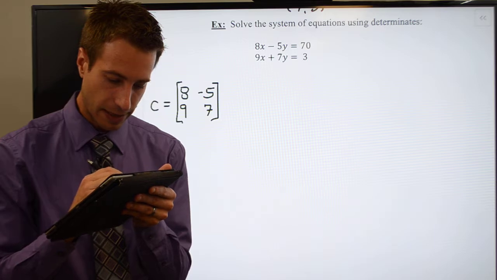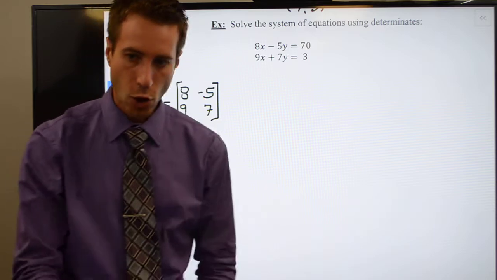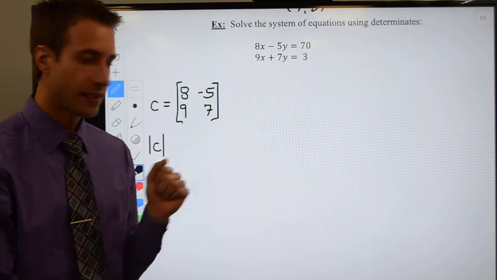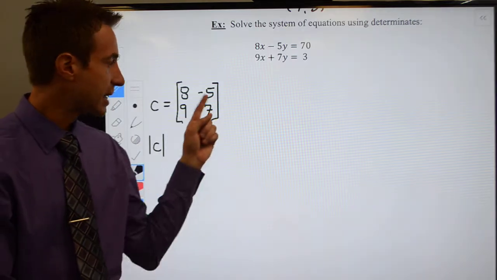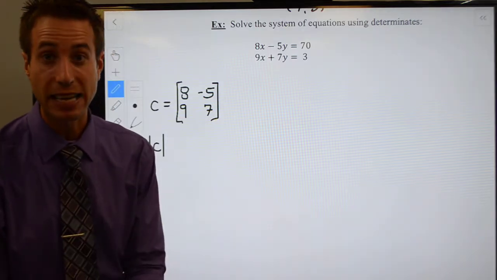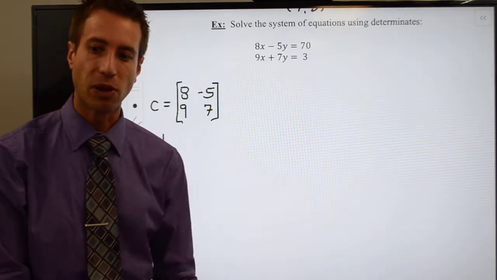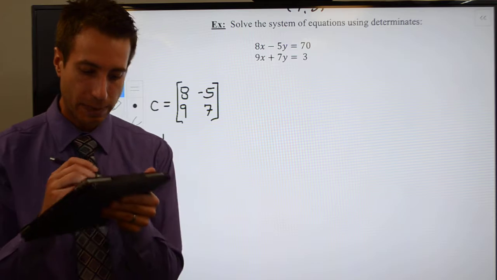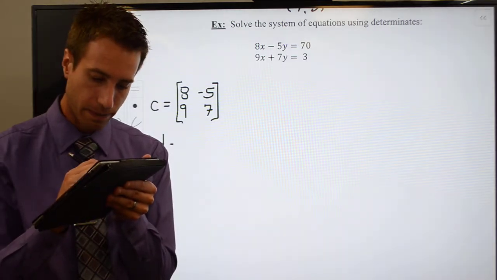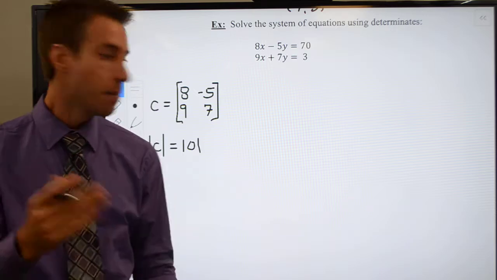Calculate the determinant. Well, let's see here. 8 times 7 is going to be 56. 9 times a -5 would be a -45. Careful, watch your signs. You'll have to add the opposite. So 56 plus 45. Actually wind up with a really big determinant. It's 101. But that's okay.